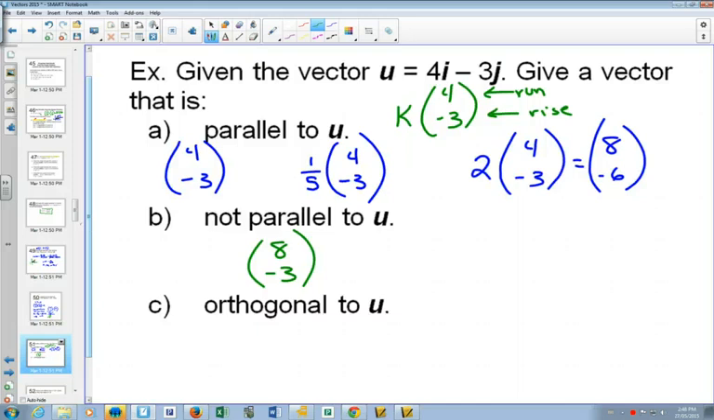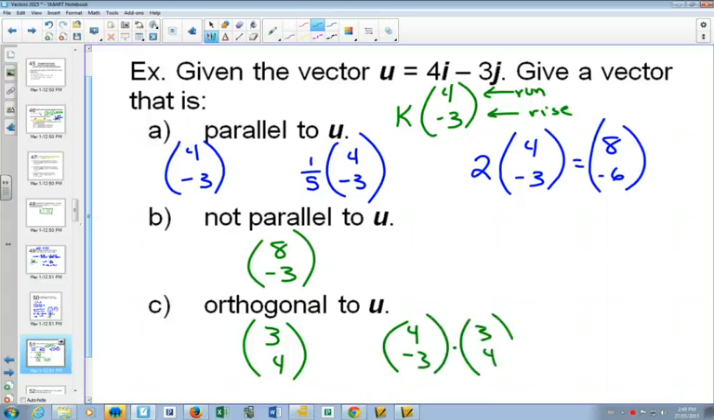Orthogonal or perpendicular. What did we do with slopes when we wanted perpendicular? We made it negative and flipped them, right? Negative reciprocal. So if this had 4 and -3, I could now have 3 and 4. And we could check it by doing the dot product. And you get 12 minus 12, which is 0. And that shows that they're orthogonal or perpendicular as well. Of course, any multiple of this would work. So if you did 6 and 8, or 12 and 16, those would all work as well.